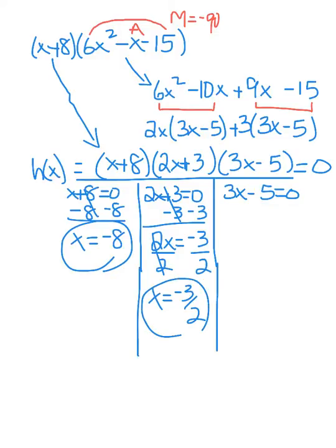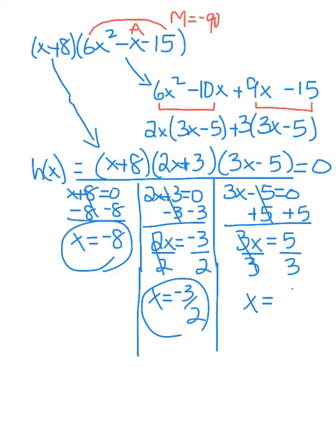All right, and lastly, I'm going to take my last factor here, add 5 to both sides, divide both sides by 3, and then I end up with x equals 5/3. So these are your three answers. X equals negative 8, x equals negative 3/2, and x equals 5/3.